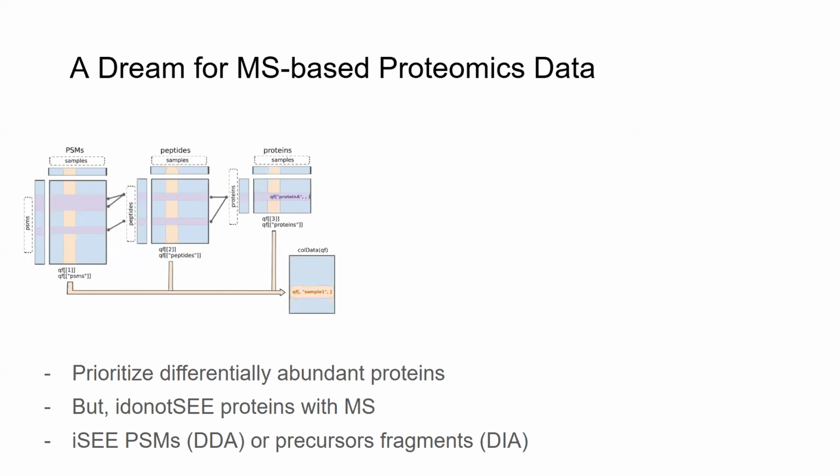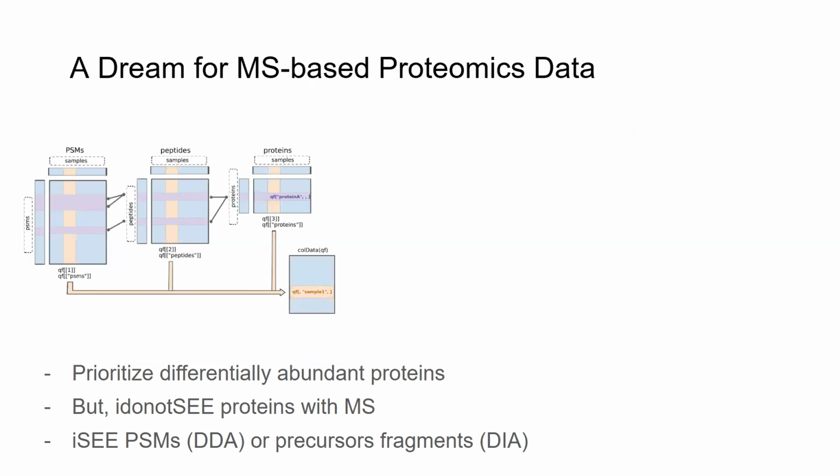And luckily we have this nice QFeatures architecture. We also had a poster of it from Leopold, from the group of Laurent. And we can read in our PSMs, our precursors, and then we can start to normalize them, log transform them and summarize them. And each time that we do a step with that, we get a new set. And all these sets are stored in the same container. And finally, we get our protein abundance values.